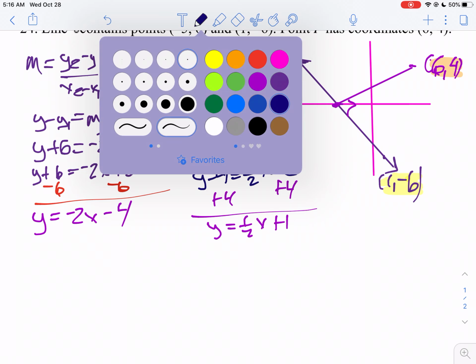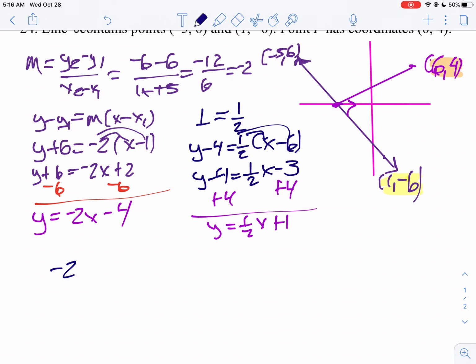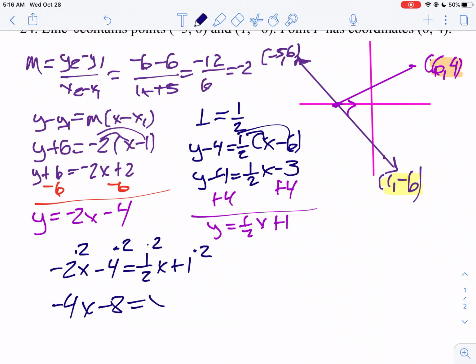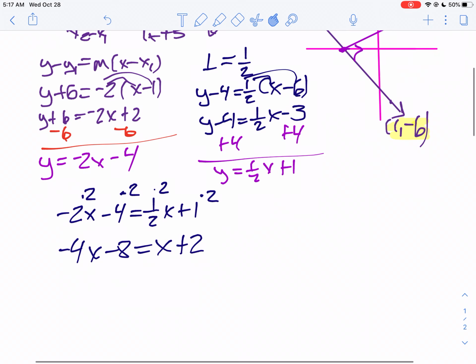So we're going to say negative 2x minus 4 equals 1/2 x plus 1. Now I don't like fractions, so I'm going to clear the fractions by multiplying each term by 2. Each term is separated by a plus sign, a minus sign, or an equal sign. So you get negative 4x minus 8 equals x plus 2. Well, let's solve for x.